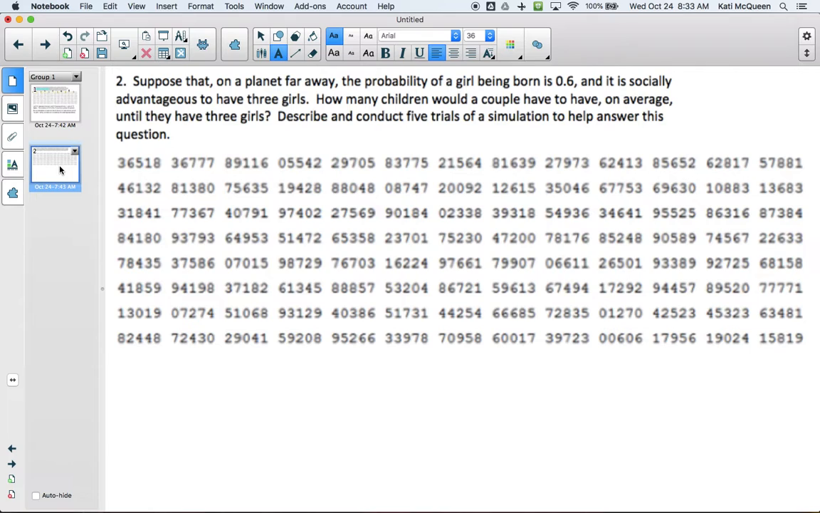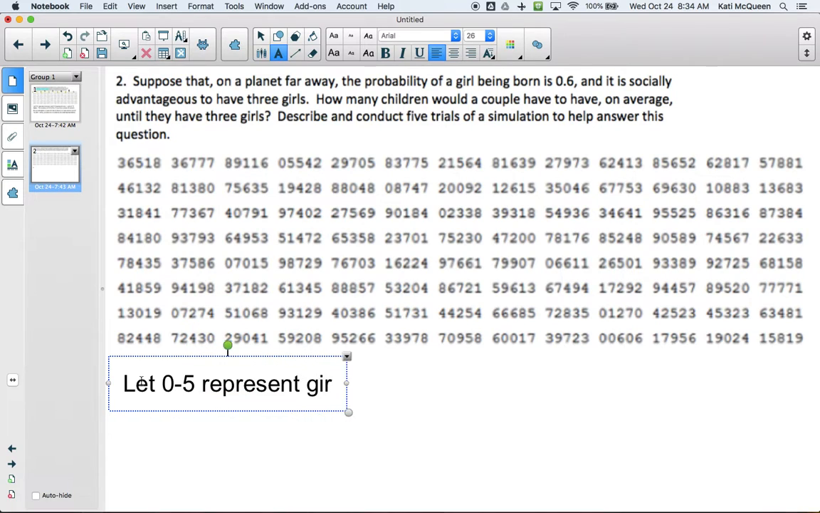Okay, so next problem, similar idea. The first thing I want to do is set up what my values are going to represent. They tell me there's a 60% chance of having a girl. So I want to let 6 of my 10 digits represent being a girl. So I'm going to say, let 0 through 5 represent girl. And then 6 through 9 will represent a boy.